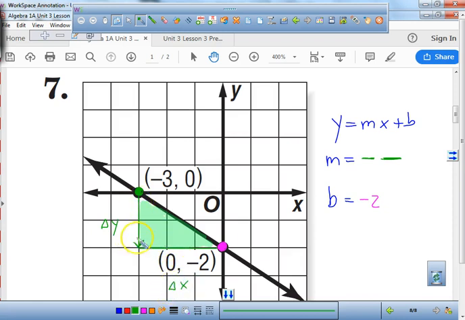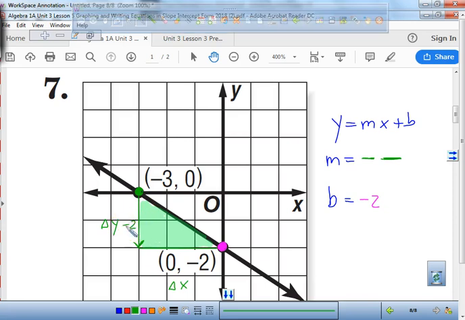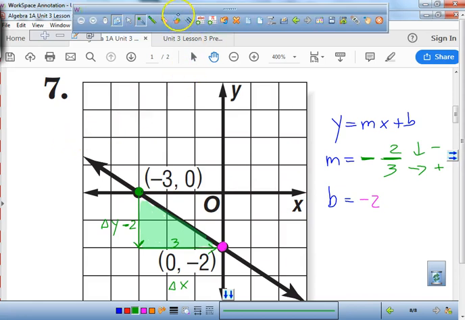So Tristan, help me out. How much do I go down? So I go down 2, so that's the negative part. And how much do I run over this direction? 3. So that's why it's down 2 over 3. Down is negative. To the right is positive. So I always go down and over. Now, if I have to, I could go up, but I have to go over to the left. Up is positive, but to the left is negative.